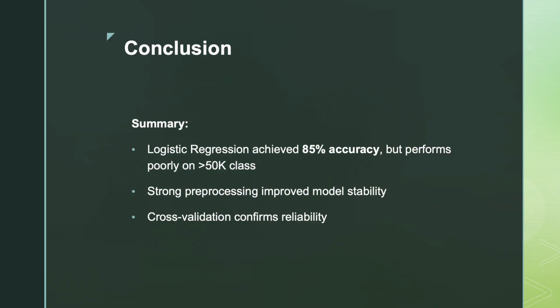So, in summary, logistic regression provides a stable and explainable baseline with strong accuracy, but class imbalance limits its ability to detect the minority class.